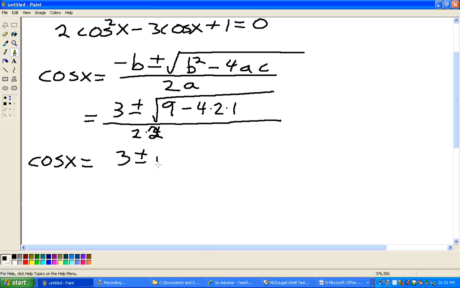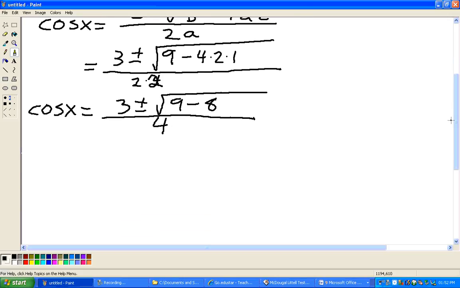So that's 3 plus or minus the square root of 9 take away 8, divided by 4. So 3 plus or minus the square root of 1, divided by 4.